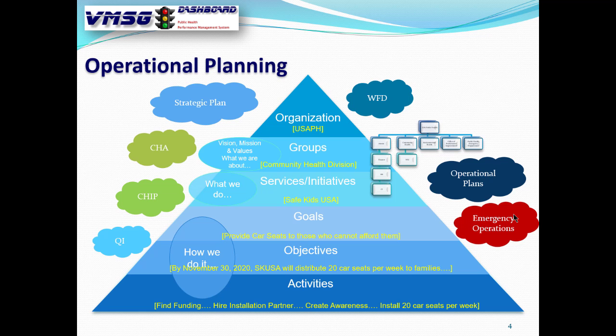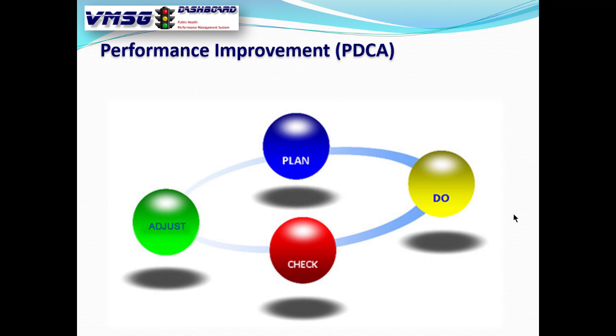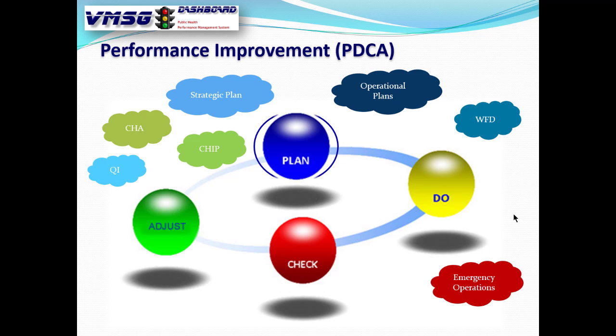Okay, now we got a good solid operational plan in place. Let's take this plan and walk it through the PDCA cycle here. Obviously, what we just did is the P part, the planning part. So now we've got a good solid plan in place. Let's go ahead and execute that plan.